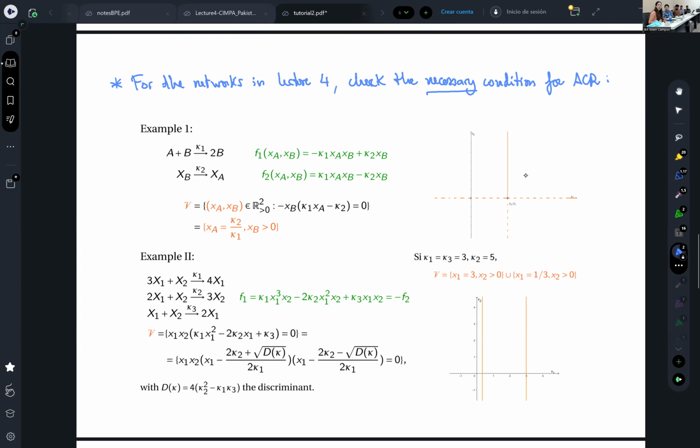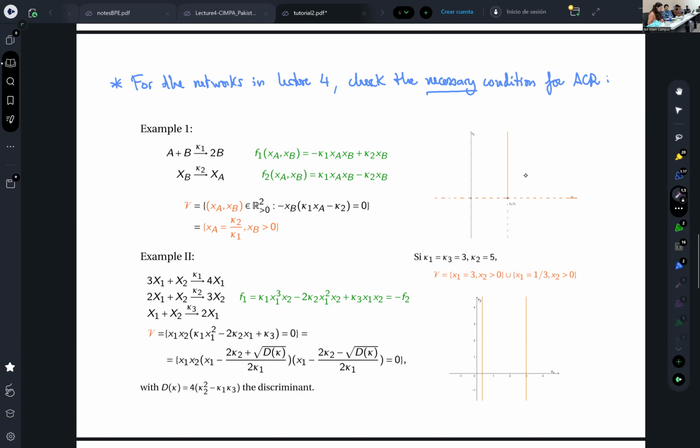So I first talked about this ACR condition. ACR meant that there is one of the variables that at positive steady state always takes the same value for fixed K. And I gave these two examples. We know that the first one has ACR because we can draw the steady state variety. And also we have this equation here, right? That is telling me XA always has this value.